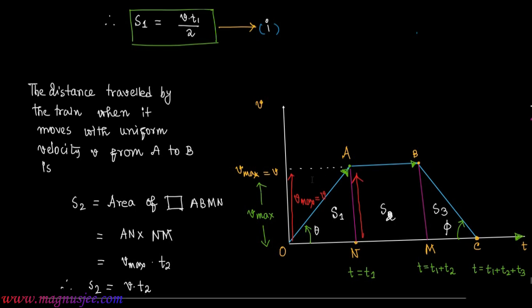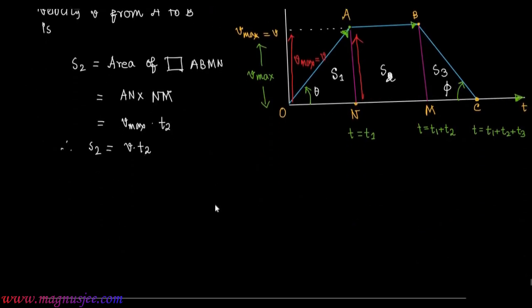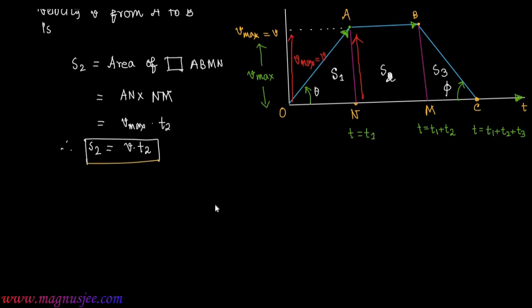S2 is equal to Vt2, which is the distance traveled by the train when it moves with uniform velocity V from the point A to B. S2 is equal to Vt2, which is equation 2.